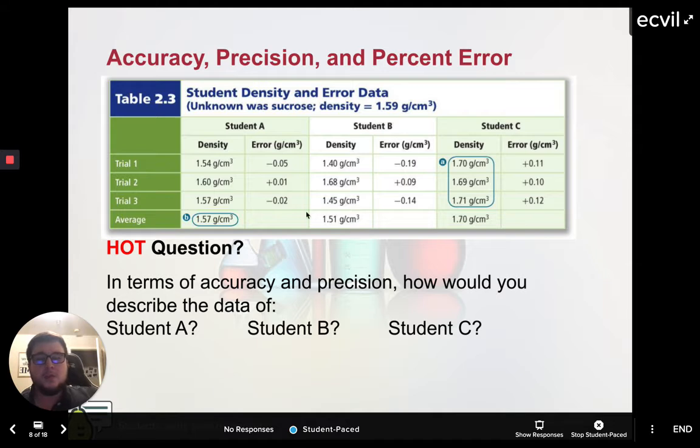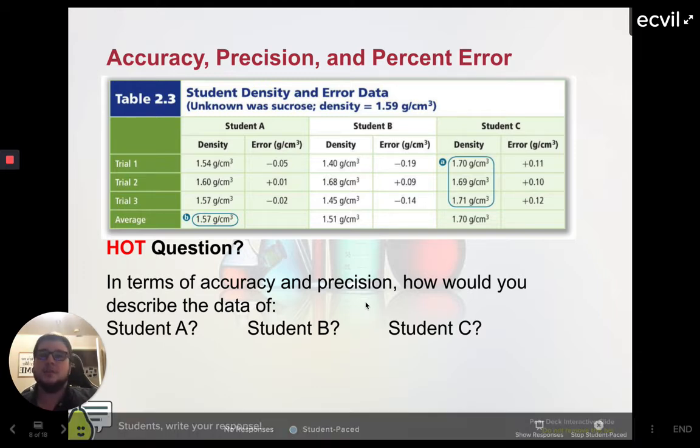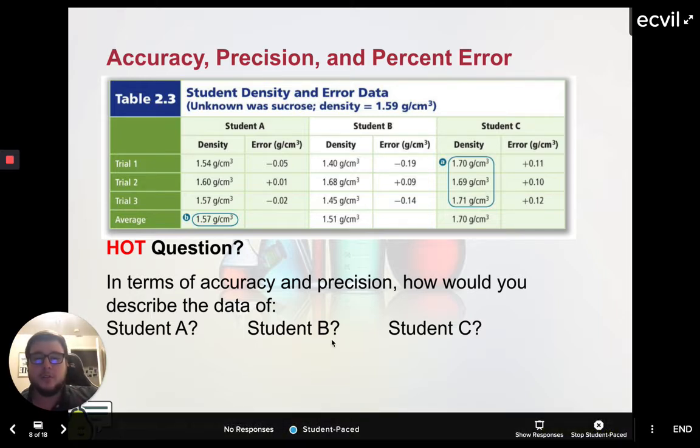Now, I do want you to go ahead and pause and answer this question. Basically, look at this table. Student A's data is here, student B's data is here, student C's data is here, and the accepted value is up here, the 1.59. So look at this table and evaluate each student's accuracy and precision and comment on those in your answer box. And then I'll give you feedback and we'll talk about anything that comes up if there's an issue. But go ahead and do that, pause the video, whenever you're finished, unpause, come back.